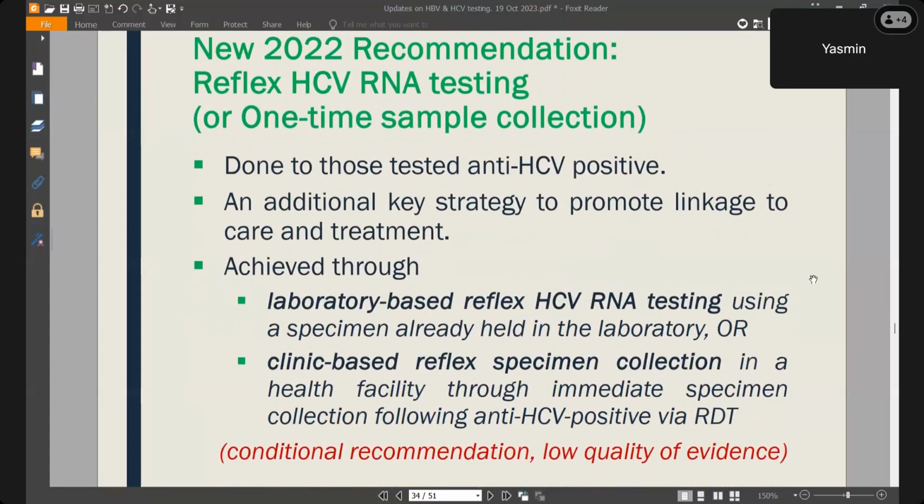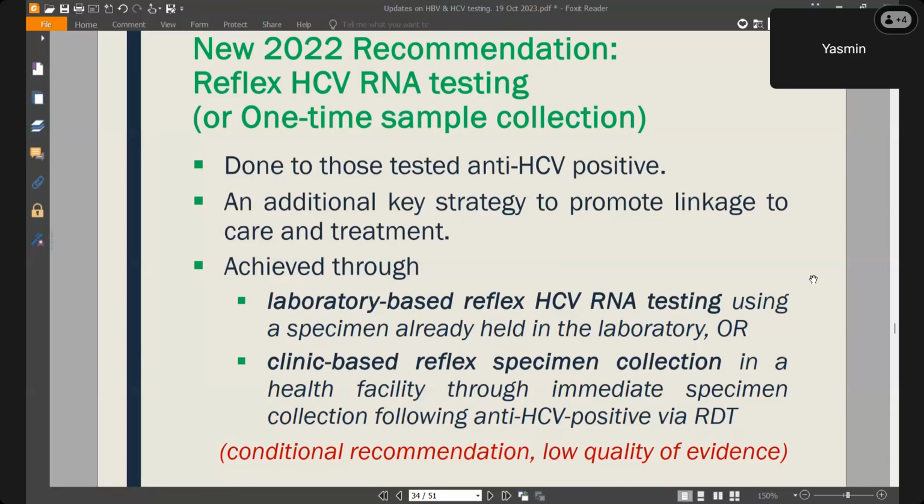Now, the thing I need to remind you, remember the good old days when you did any kind of testing, EIA, and it was repeatedly reactive, we always did a repeat test from the same sample. Of course, the reason back then had more to do with wanting to make sure that the result came from the correct patient and that there was no lab error. That's why we do repeat testing.